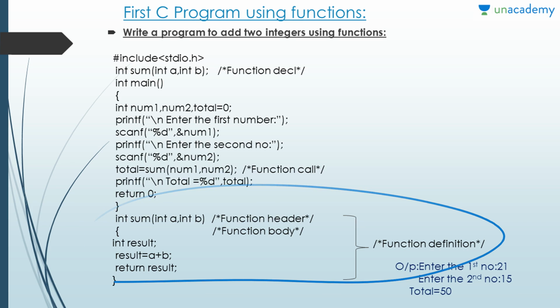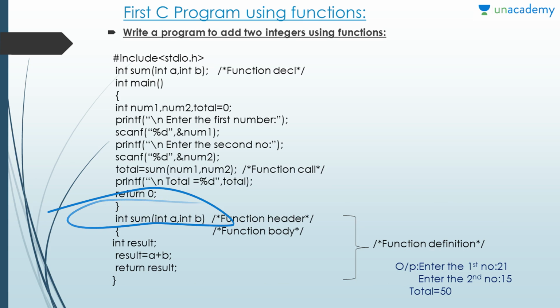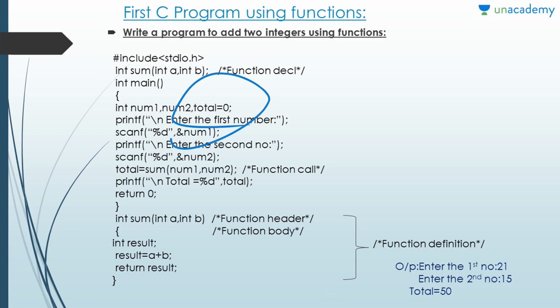As you see here, it is the function header. The basic difference between the function header and function declaration is that here there is a semicolon and here there is no semicolon, and both of them work in a similar way. Now under the function definition, in the curly braces, we have taken a similar variable, result, of integer data type, which you can compare with total.